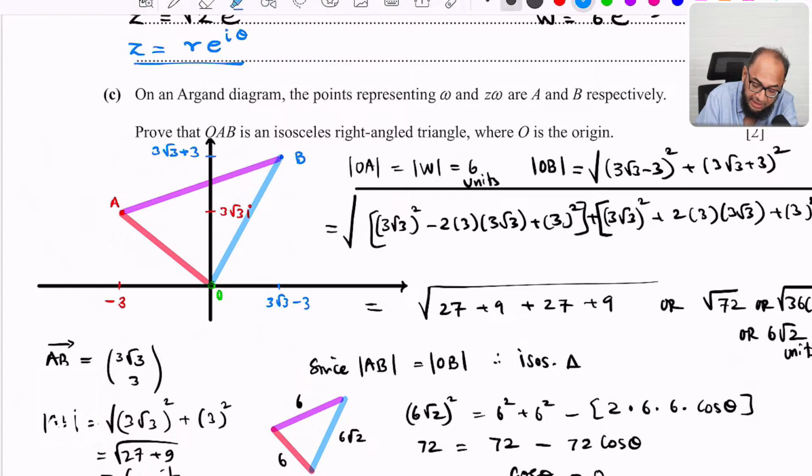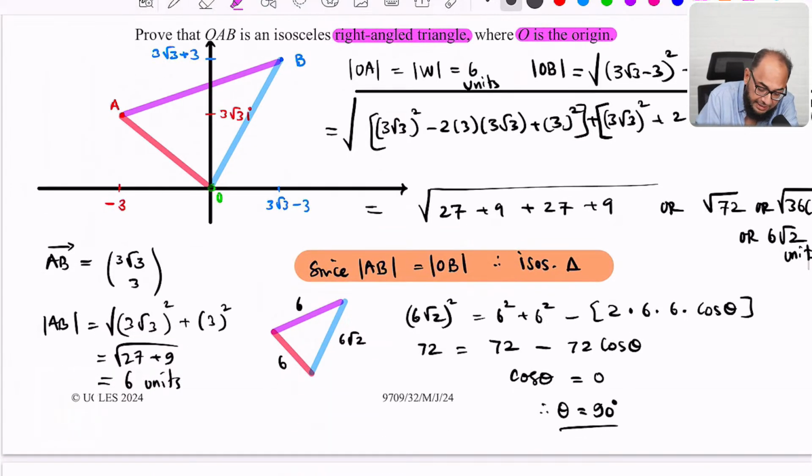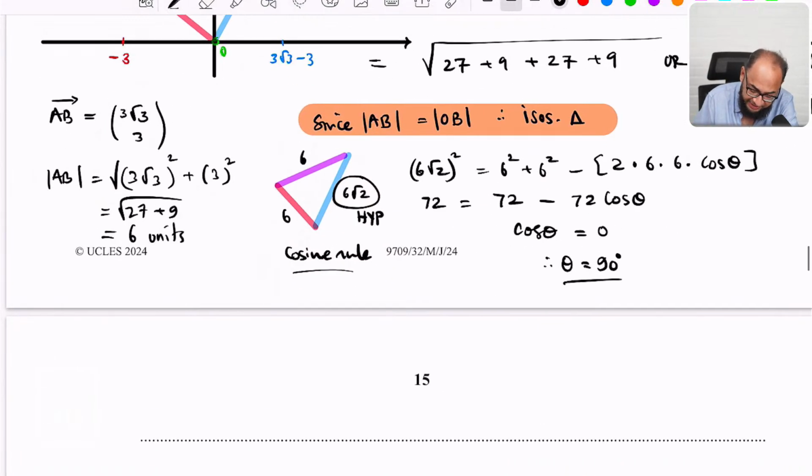This is what the examiner was pinpointing towards. Since AB is equal to OA, the triangle is isosceles. And we also have to prove that this is a right angle triangle where O is the origin. What I've done is used a very simple rule, nothing special, that is the cosine rule. Now the diagram is not drawn to scale. This is the biggest length, the hypotenuse, so I can use the Pythagoras theorem. I used the cosine rule because it just clicked to me. I could have used the Pythagoras theorem also.